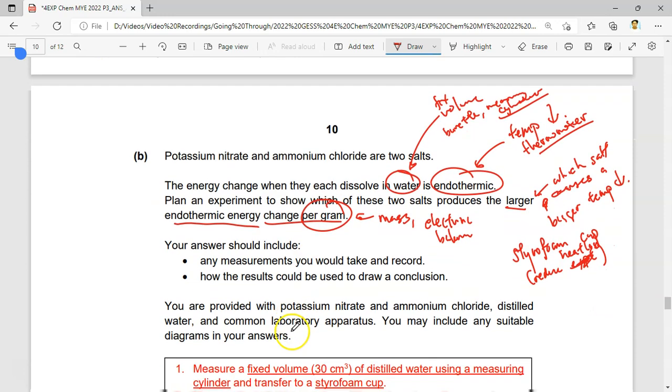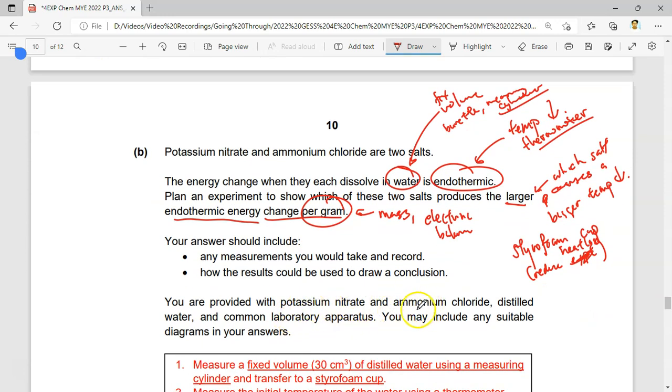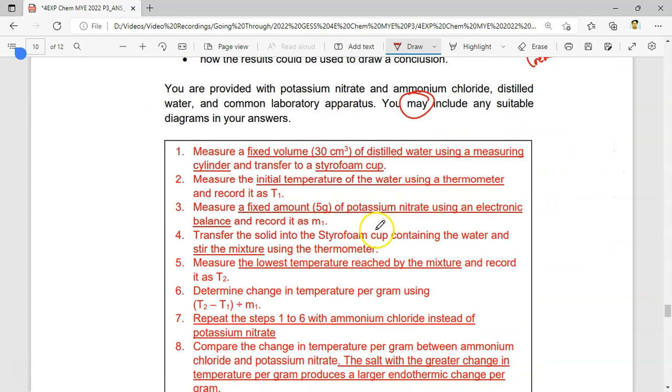So, provided with the potassium nitrate, ammonium chloride, and then common apparatus. So you may include diagrams in your answer. In actual fact, if you draw it, it may look easier for you to understand. But the word is you may, so if you don't want to include it, it's also okay. So what we're going to do here is this. First, I'm going to show you the whole answer here.